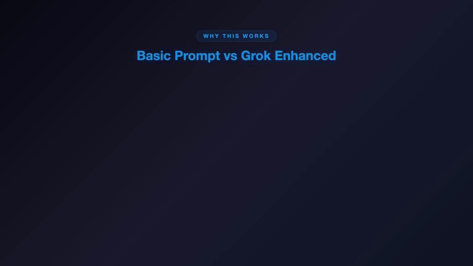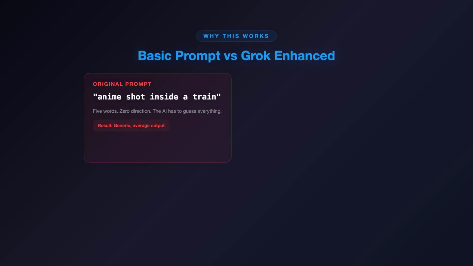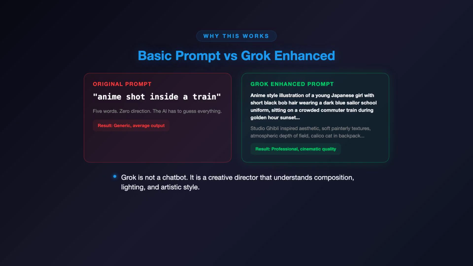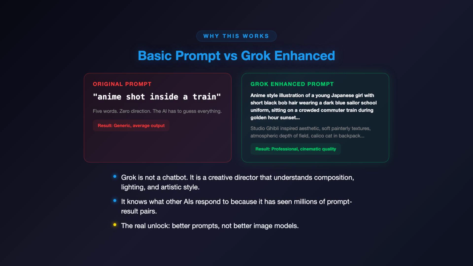So why does this approach work so well? Let me break down the difference between the 2 prompts. The original prompt was "anime shot inside a train." 5 words, 0 direction. The AI has to guess everything else. What kind of anime? What time of day? What is the composition? What mood are you going for? What details matter? It fills in the blanks with whatever is most common in its training data, which means you get the most average, most generic version of that concept.